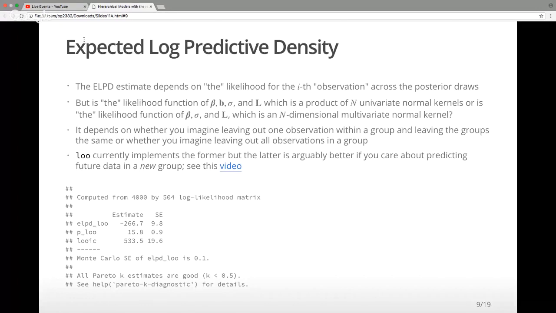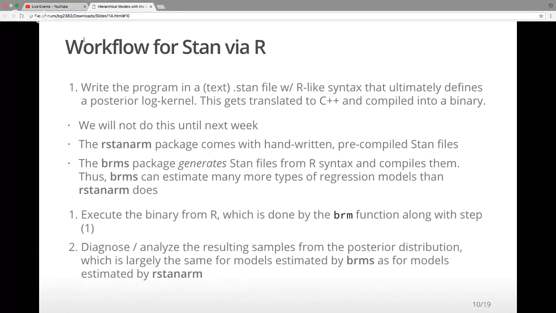And there's a video from Stan Kahn going into these differences. In any event, here we're talking about leaving out one of the 504 observations. We can see all our Pareto K estimates are less than 0.5, so things are looking good. If we had another model to compare it to, we could use the ELPD to do that. So that all carries over, but you've got to think, am I leaving out a group or an observation within a group? Okay.